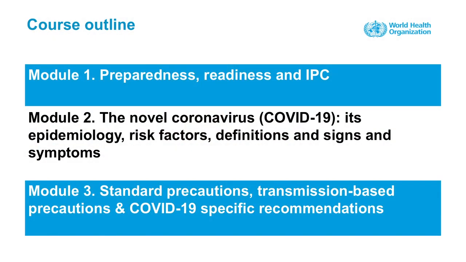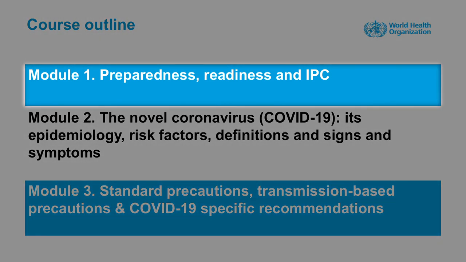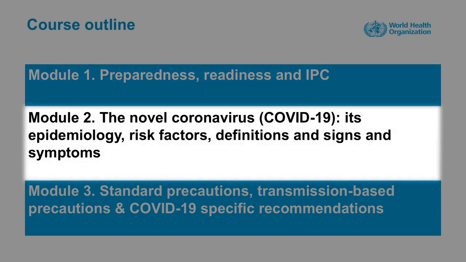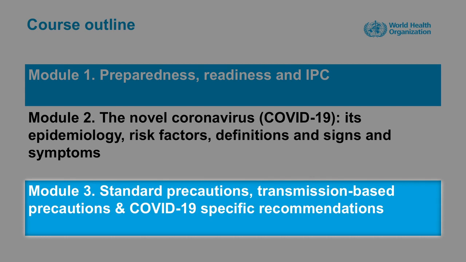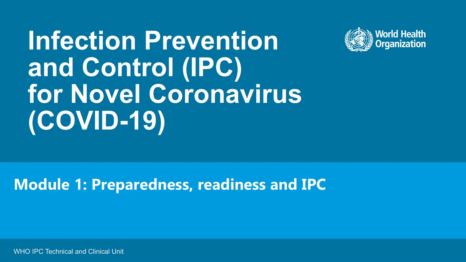The training is intended for healthcare workers and public health professionals as it is focused on infection prevention and control. It contains 3 modules. The first, as I mentioned, will deal with preparedness, readiness, and infection prevention and control. The second will go into a little bit more detail about the novel coronavirus, its epidemiology, risk factors, and signs and symptoms. And Module 3 will go into the standard precautions, transmission-based precautions, and the WHO recommendations for COVID-19. We're going to start with Module 1.